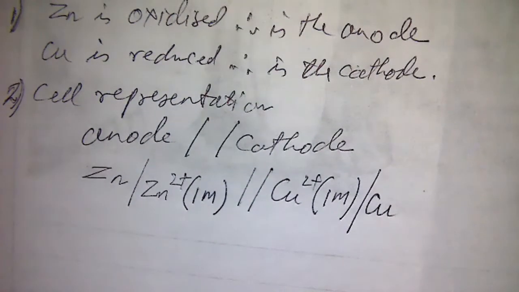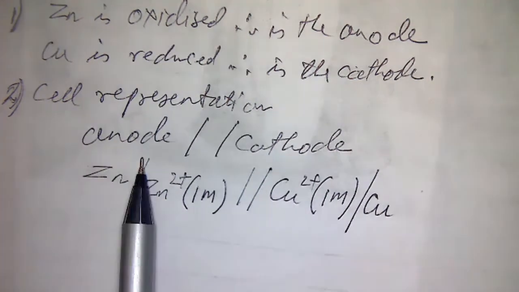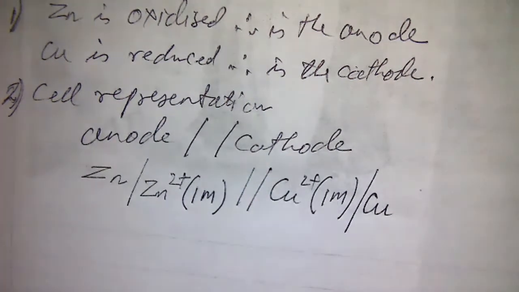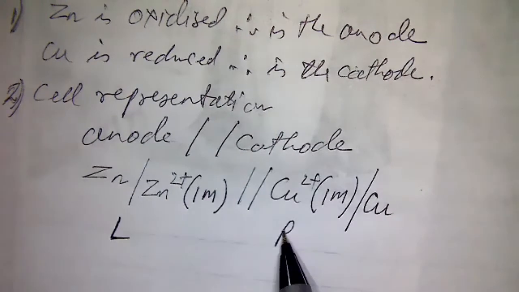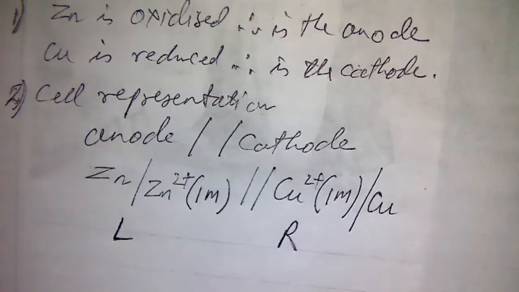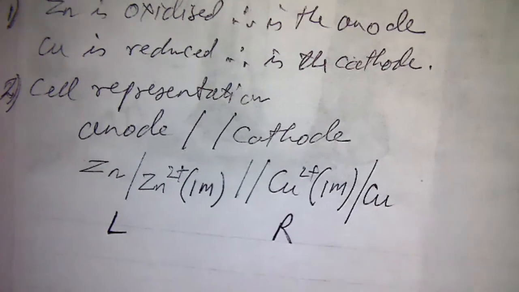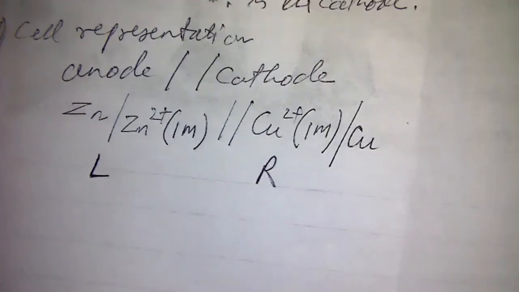So this is your cell representation. Always the anode is written first and then the cathode. Many times in your book or in many places you'll see left and right written, E of left, E of right. In that case, the anode is your left and this is your right. L means left, and this is your right. Understood? There are many representations, so you just have to follow the one which you can understand.